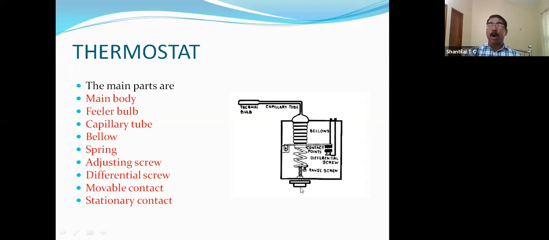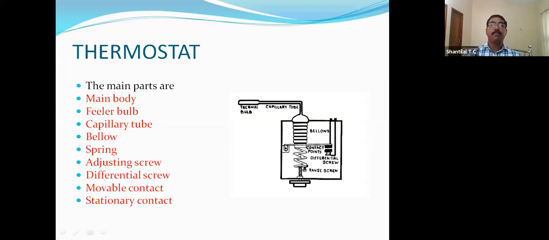If you wish to change the cooling temperature, turn the adjusting knob or adjusting screw in the clockwise direction. If you need to reduce the cooling temperature, turn the adjusting screw in the anti-clockwise direction. So the function of the adjusting screw is to increase or decrease the cooling range.